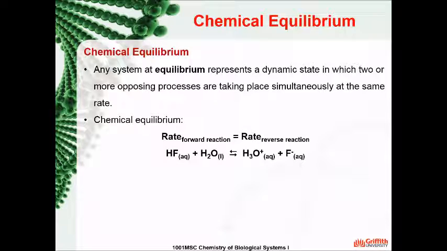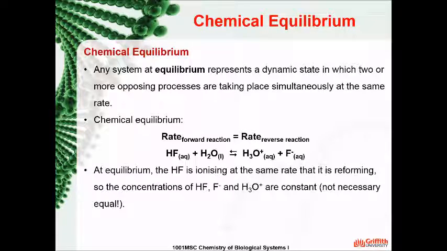For example, hydrofluoric acid is a weak acid, hence the reversible arrows. When it dissolves in water, it forms hydronium ions and fluoride ions. At equilibrium, the HF is ionizing at the same rate that it is reforming, so the concentrations of HF, F-, and H3O+ are constant, but not necessarily equal. In fact, the concentration of HF is much higher than the concentration of the fluoride and hydronium ions, and we will explain this in more detail in part 3 of this module.